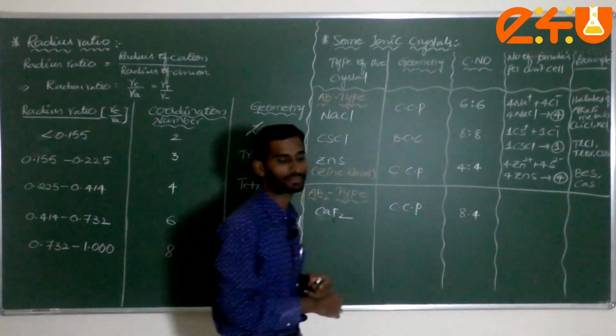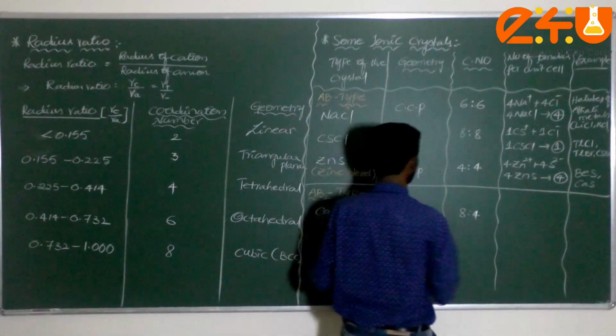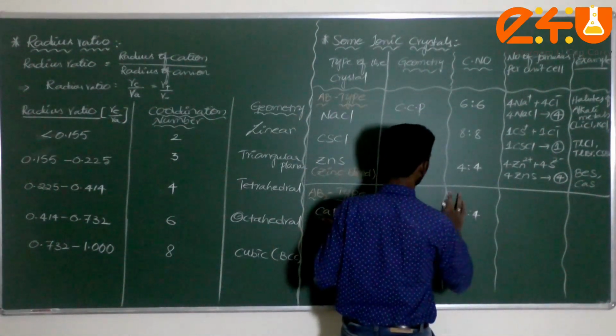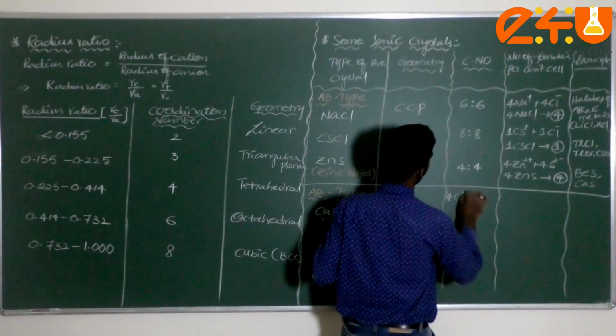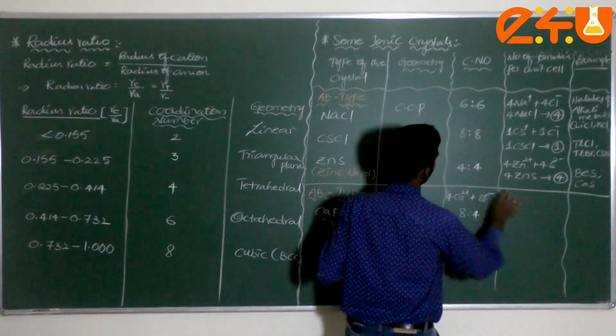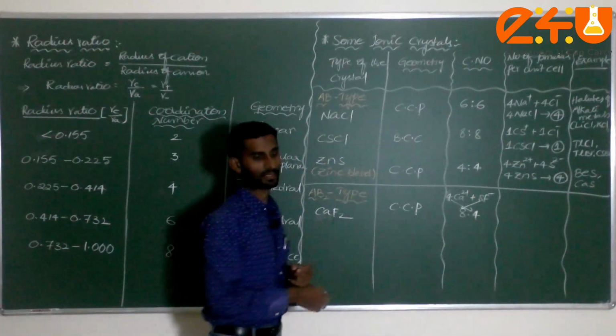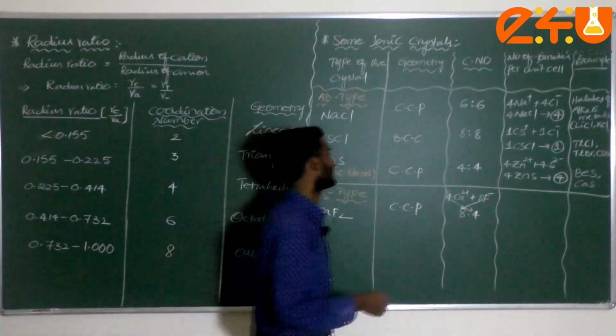What is the coordination number, dear student? 8:4. How does it come? I can write it here: 4 Ca2+ and 8 F minus. Am I correct or not? You just have to take it crisscross. From that the coordination number will come.